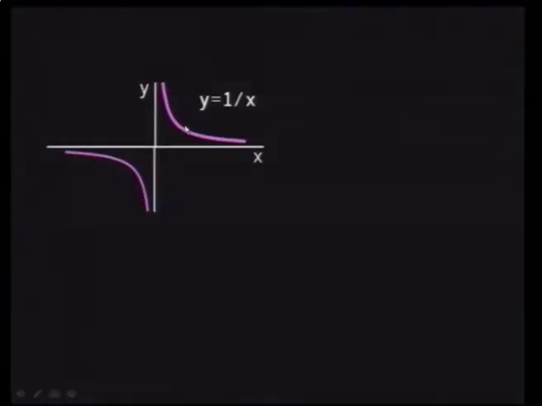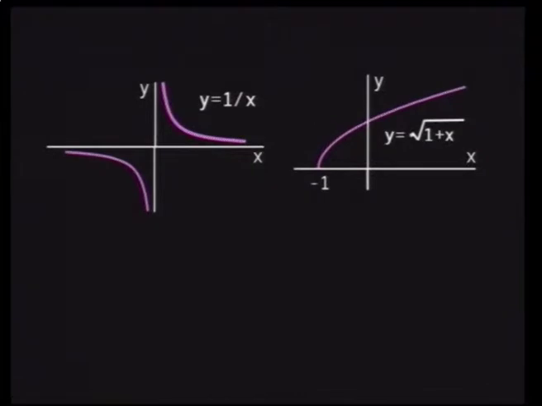In other words, this function here operates as a machine, except that when x equals 0, it doesn't function. So there is a problem here. Now the second one here also, you have y is equal to square root of 1 plus x.